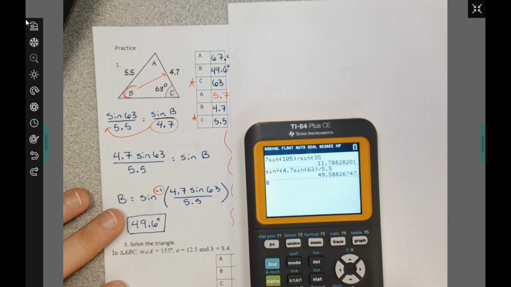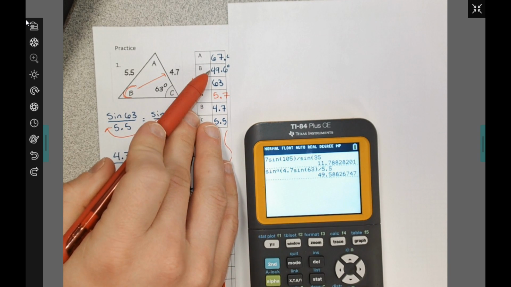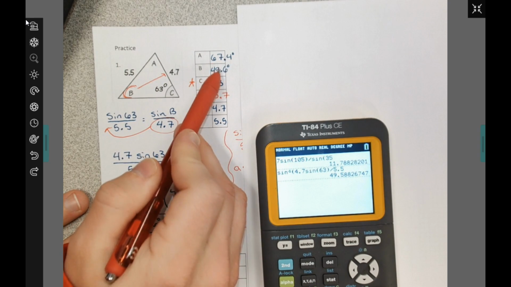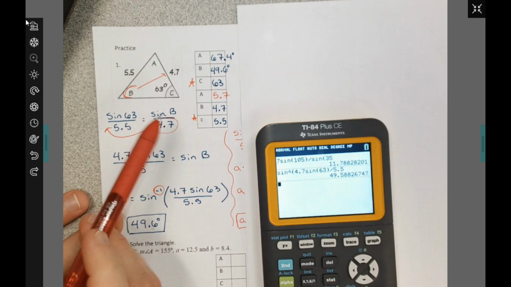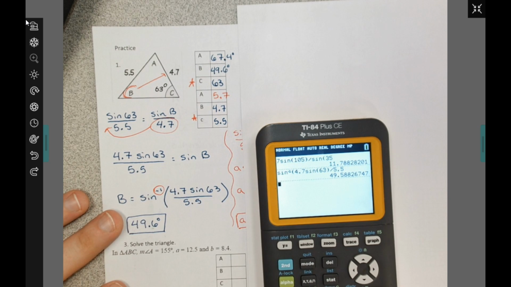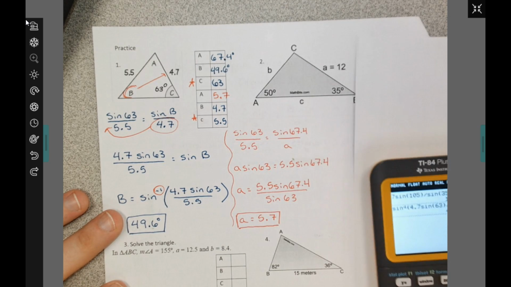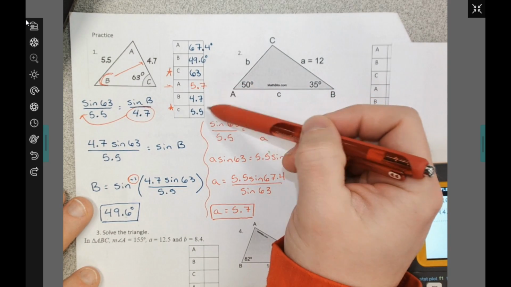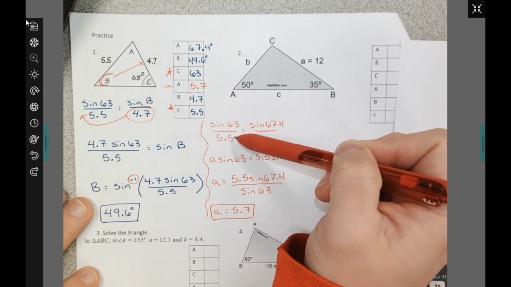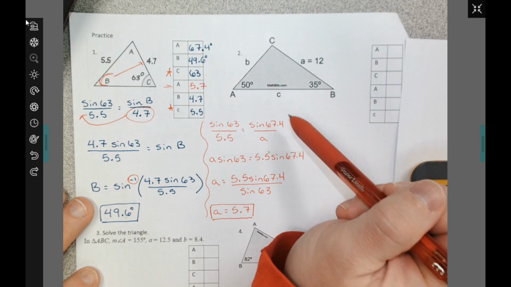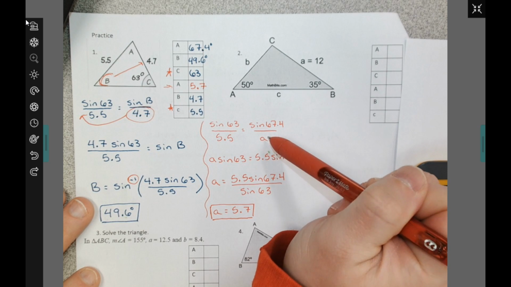So I'm able to go ahead and throw 49.6 degrees up into my table. From there, I can solve for angle A because I know the 3 of these have to add up to 180 degrees. So I do 63, 49.6, 67.4. They all add up to 180, so we're good to go. Then there was one last thing I needed to solve for, and it was side A. So I went ahead and picked the 2 things that I was given originally. So sine 63 over 5.5 equals, I just found the measure of angle A, so sine 67.4 over side A.